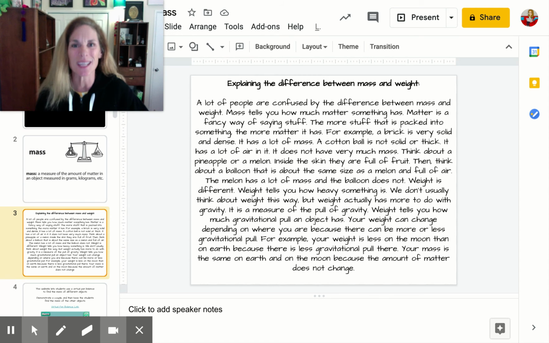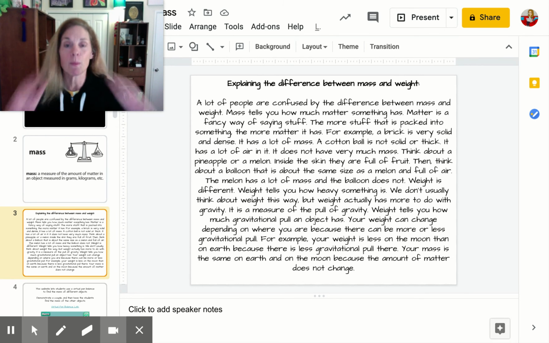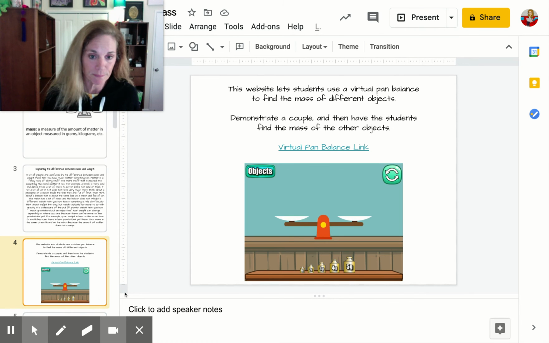It's kind of tricky, really tricky. A lot of grown-ups do not get the difference between mass and weight. Every time I teach this, I always think, I hope I explain this well.